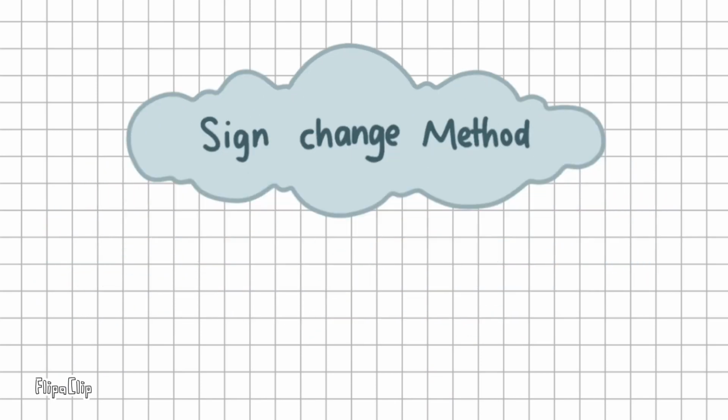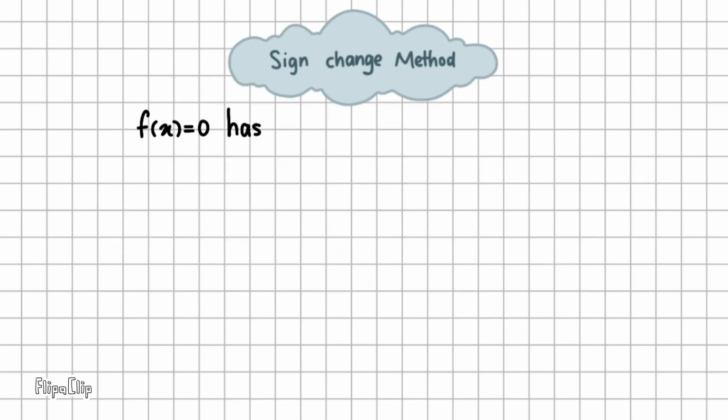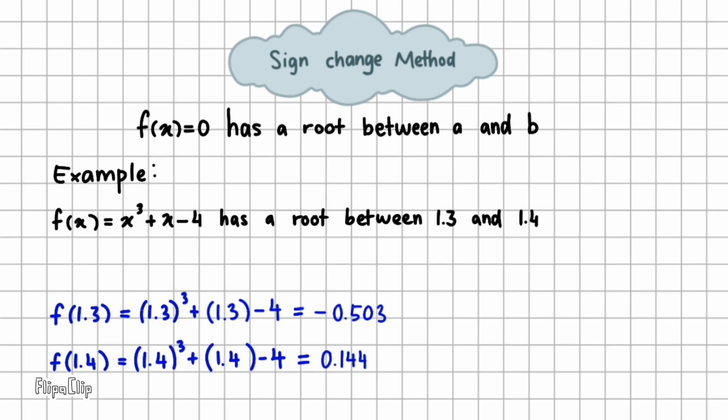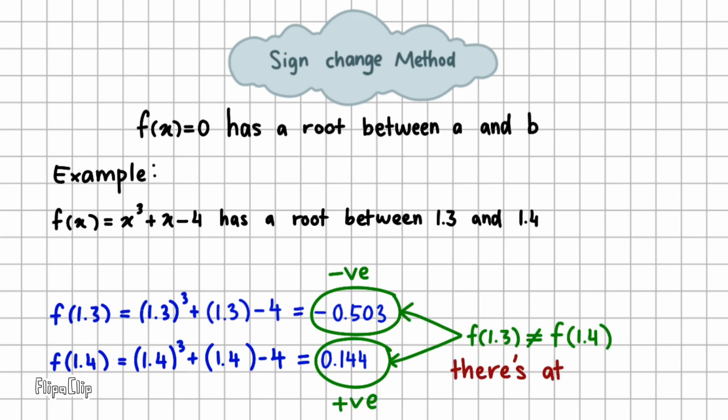Our next method is sign change method. Let's say an equation has a root between a and b. In this method, all you have to do is insert a and b into the f(x) equation. If the f(a) and f(b) have the opposite sign, then there's at least one root between these two values.